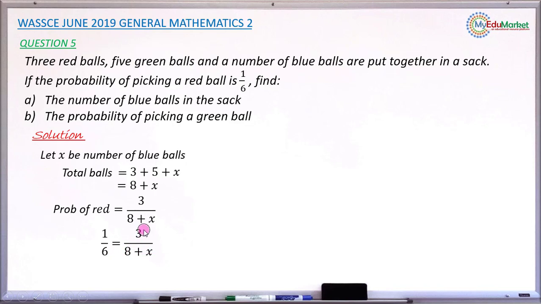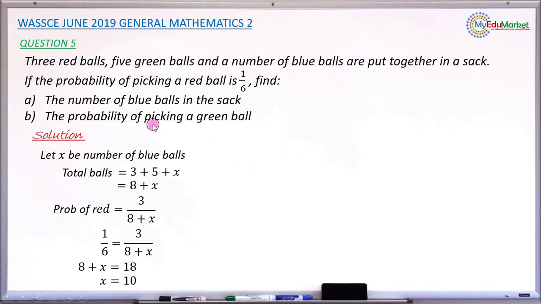So you can now find X here by cross multiplying and collecting like terms. Cross multiplying 8 plus X times 1 and 6 times 3, you now have 8 plus X equals 18. Collecting like terms, 8 shifted to the right becomes minus 8. So you now have X equals 10, which means that the number of blue balls inside this sack is 10. So question A has been answered. Now move to question B.